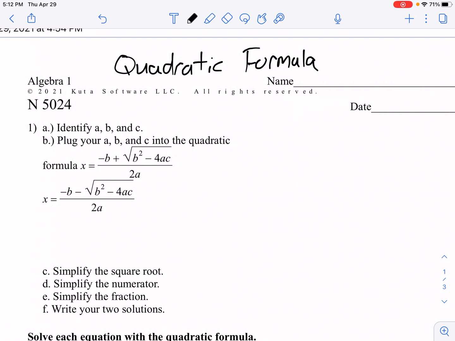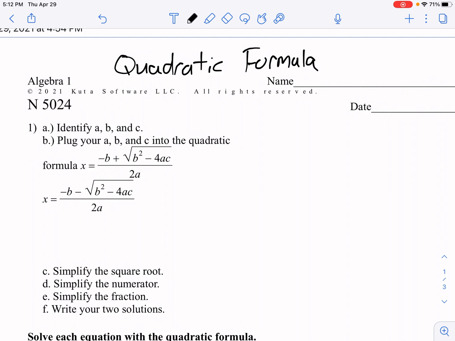All right, so what we're going to look at here is the quadratic formula. Now with the quadratic formula, the nice thing about this, in the last few videos we looked at solving quadratics by taking square roots, solving quadratics by factoring. We didn't actually get to completing the square, but by factoring.